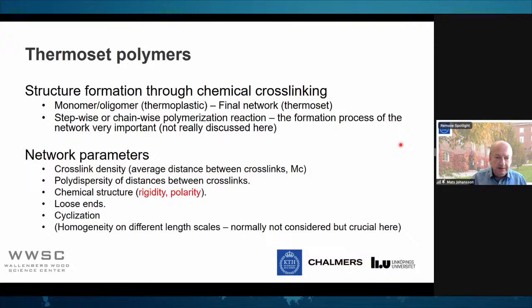Polarity will to a large extent affect non-covalent interactions with the surroundings and inside the network structure, and I'll get back to that later on. You also have other factors, like dangling loose ends of chains within the network, which can actually act as internal plasticizers. You can have minor cyclization structures that don't really contribute to the network. And then it's important to see how homogeneous this network is on different length scales. That is normally not considered that much, but I will get back to that because I think it has an importance in this context.